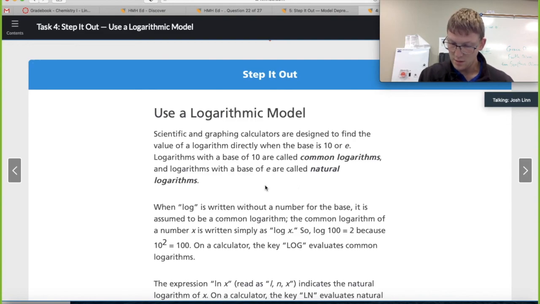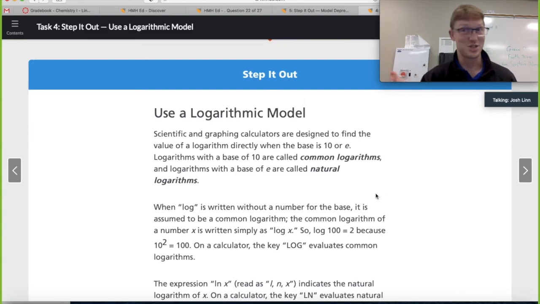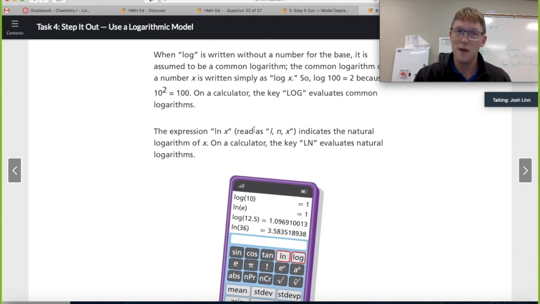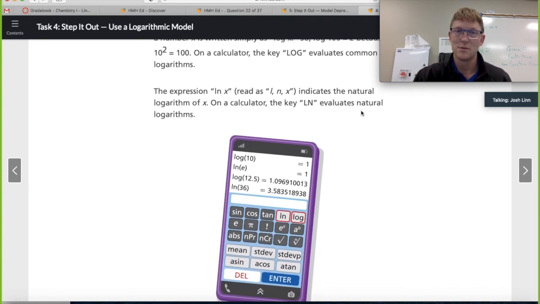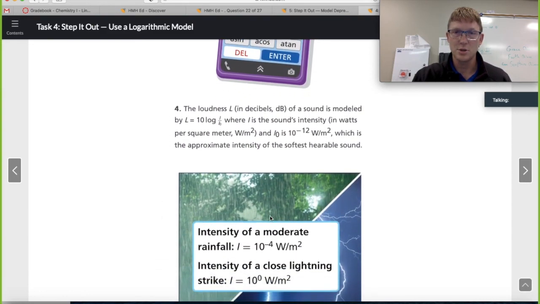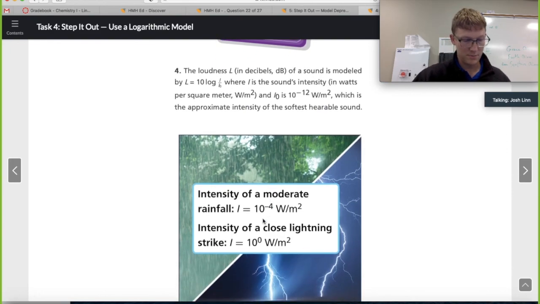If you see natural log, ln, that is the same as log base e. Both of these buttons are on your calculator, and we can use them to solve problems. So if we see the expression ln of x, it evaluates a log with a base e. I'll show you that on the calculator here in just a minute.